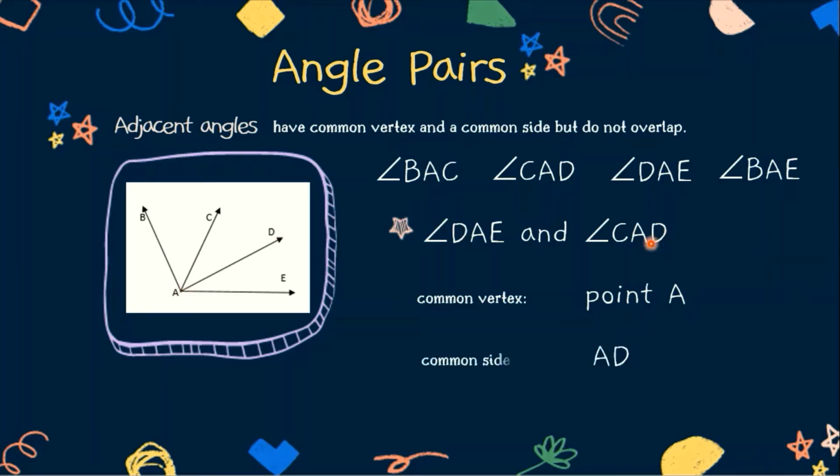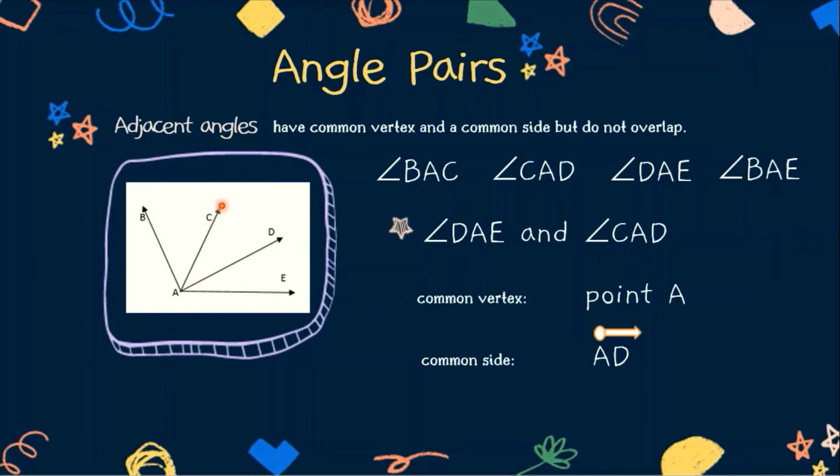And their common side is side AD or side DA. Side AD is a ray, and its origin is point A. And as we can see, they are next to each other but they do not overlap. From this illustration, we can form 2 pairs of adjacent angles.